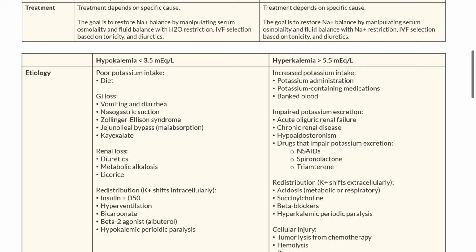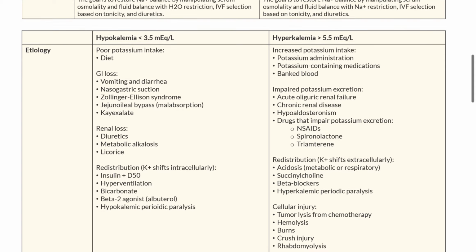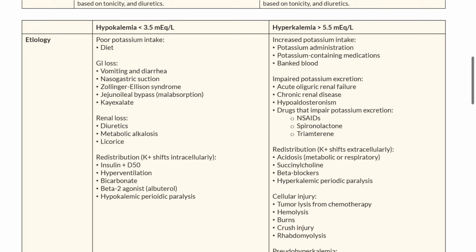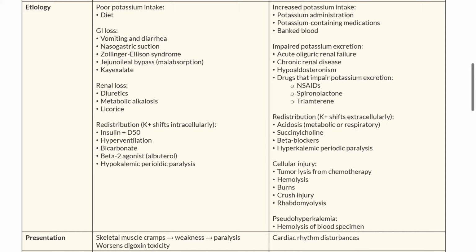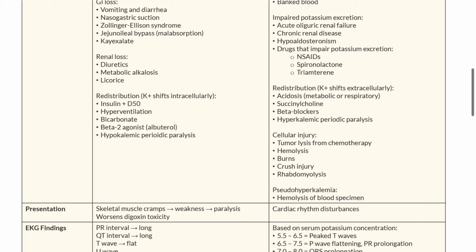So next we're going to talk about hyperkalemia, which is defined as a serum potassium greater than 5.5 milliequivalents per liter. This can happen from increased potassium intake, potassium administration, potassium-containing medications, and banked blood, or impaired potassium excretion, such as acute oliguric renal failure, chronic renal disease, hypoaldosteronism, and drugs that impair potassium excretion, such as NSAIDs, spironolactone, and triamterene.